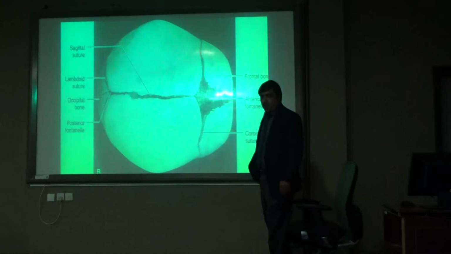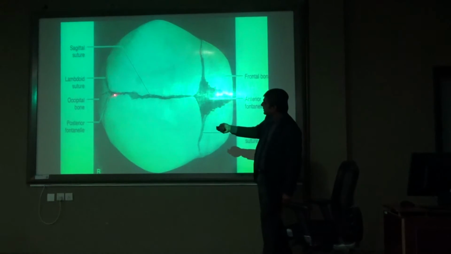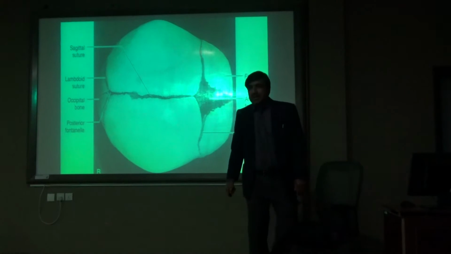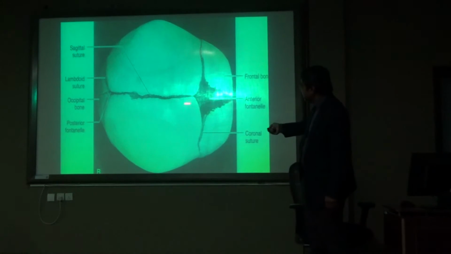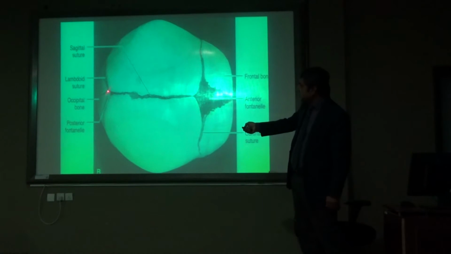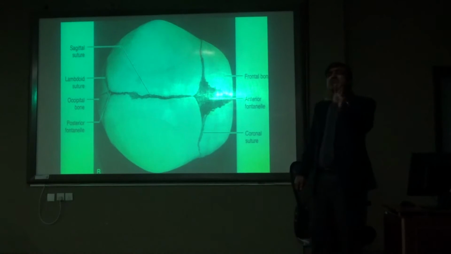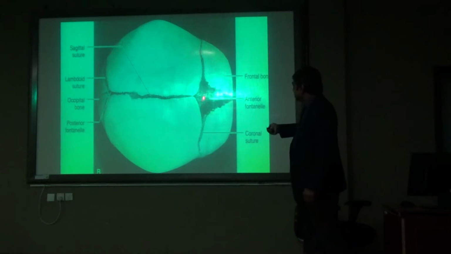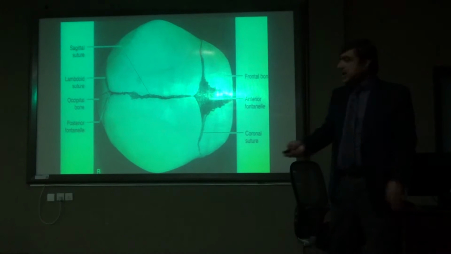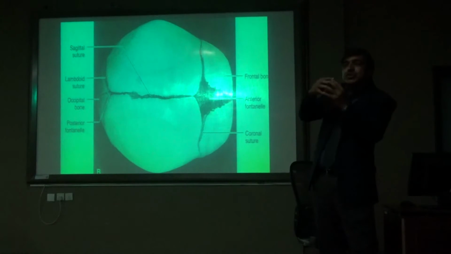These two large openings, this is a large opening, this is a large opening, we call them fontanelles. This is the anterior fontanelle, this is the posterior fontanelle. The posterior fontanelle, which is smaller, is closed by 2 months, 3 months. This larger one takes 18 months to 2 years to close. And it will become a suture like this.